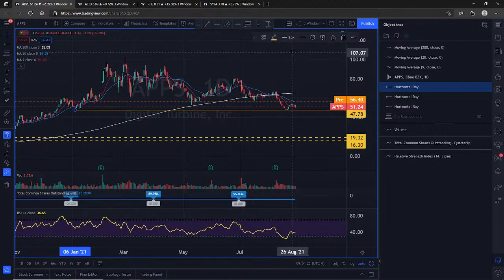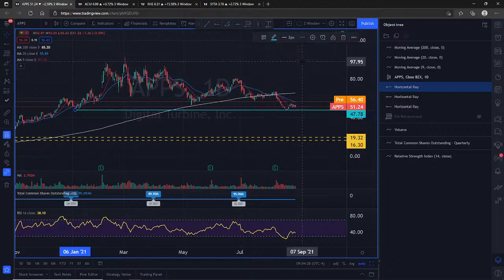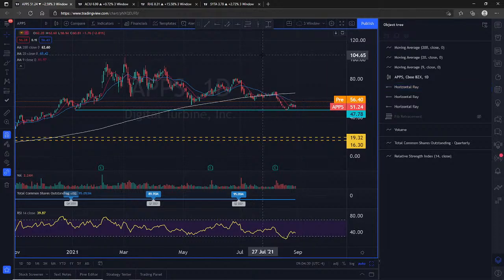Make that one a line. I'll make it blue. That's a support line. It looks like there's a little bounce there, some support at 47 and a half roughly.